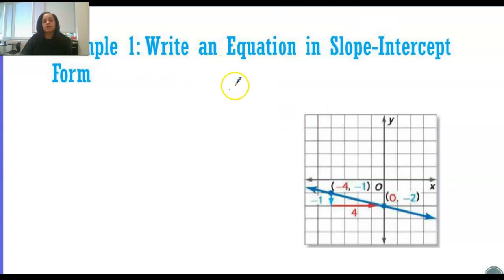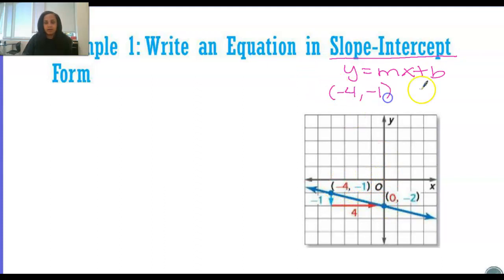For this first example, we're going to write an equation in slope-intercept form, which is y equals mx plus b. This isn't too challenging to do given a graph. This graph gave me 2 points. It said -4, -1, and 0, -2. If ever you're given a point that has 0 first as your x value, then that point is your y-intercept. So the only thing we have to do is realize the slope.